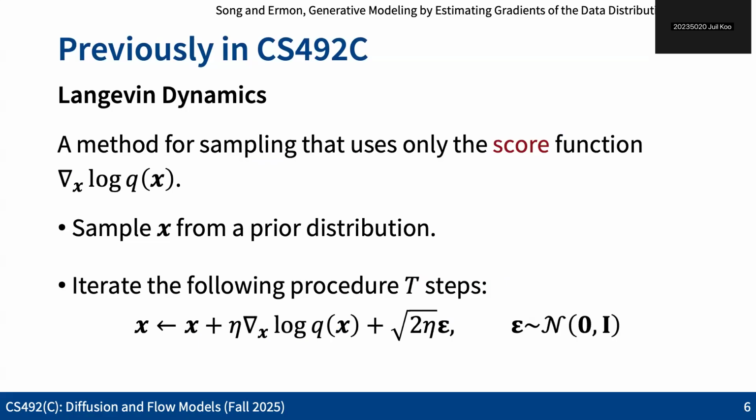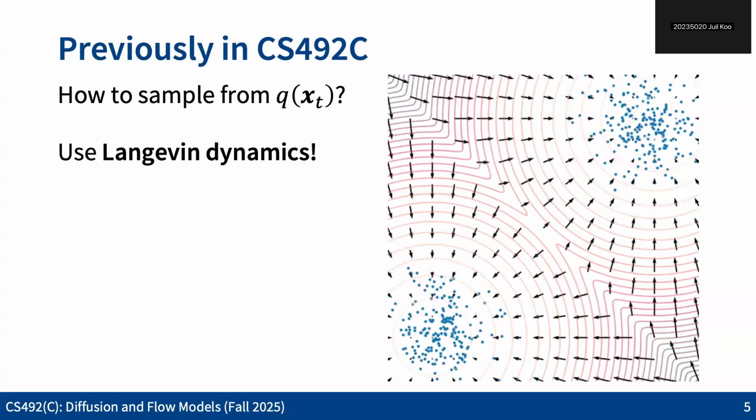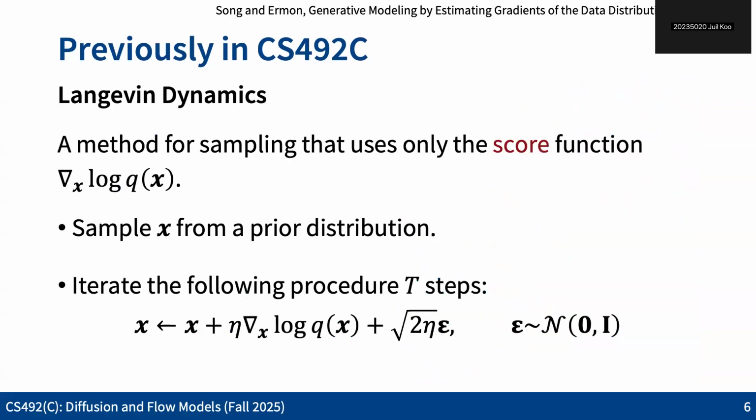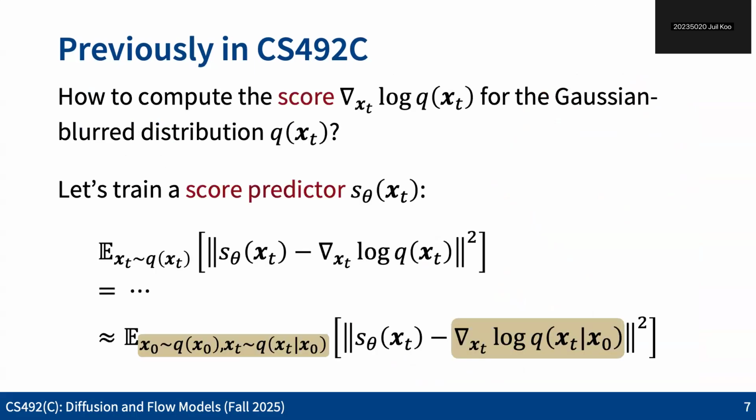Okay, so this is already quite close to what we are doing in the DDPM process. We are seeing some similarity between DDPM and this process. This means that for the new data distribution q(x_t), the only thing that we need to know is this score information, the gradient of the log probability. So the question is how we can compute this score function for the Gaussian blurred distributions.